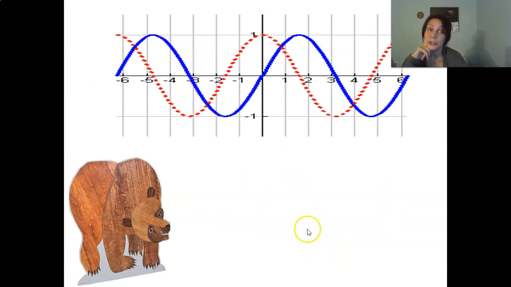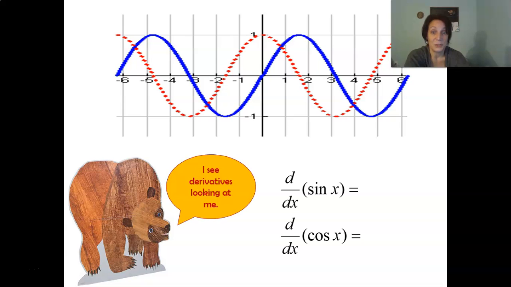I want you to look at these two graphs very, very carefully. Hopefully they are familiar graphs to you. This blue one here is our friend sine, and the red dotted line is our friend cosine. And you may or may not recognize this guy, but this is Brown Bear down here. And Brown Bear says, what do you see? I see derivatives looking at me.